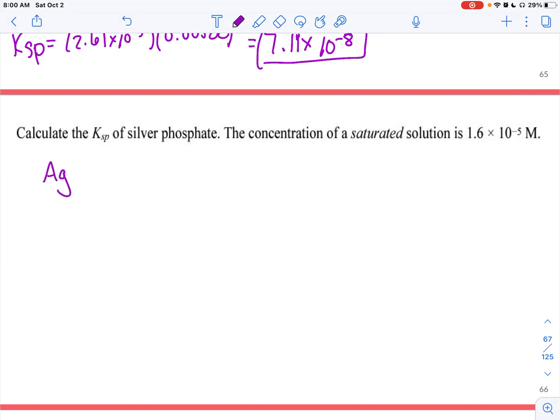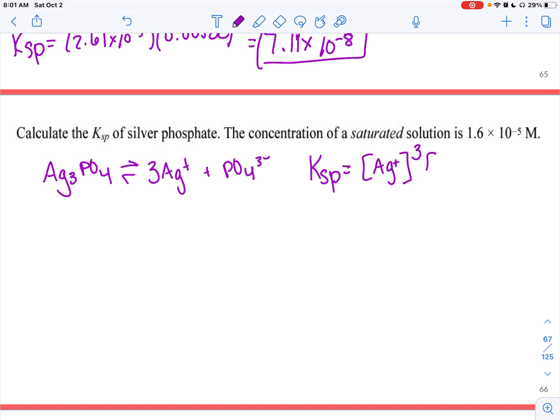So we have silver phosphate. And silver is one of the ions that you need to know. The transition metals that you need to know are just silver is +1 and zinc is +2. And then we get this for our Ksp reaction. So our Ksp expression looks like that.